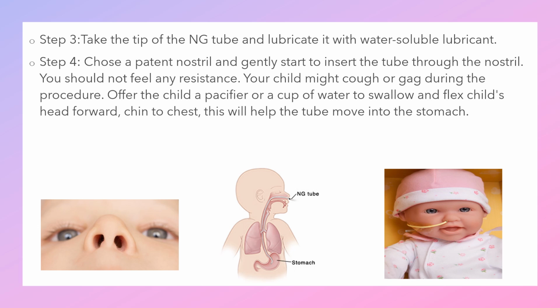Step 4. Choose a nostril and gently start to insert the tube through the nostril. You should not feel any resistance. Your child might cough or gag during the procedure. You can offer the child a pacifier or a cup of water to swallow and flex the child's head forward, chin to chest. This will help the tube move into the stomach.